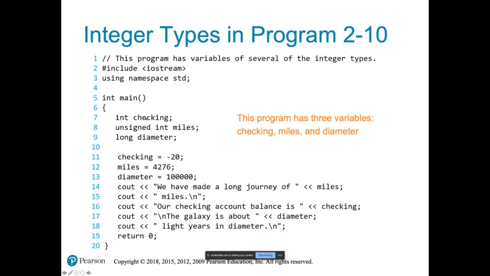Here's an example right here. They're defining the variables right here, and then they're initializing them right here. You can do this all on the same line. You can put int checking equals -20 right here. That's no problem. All they're doing right now is defining the variables, then initializing the values, and then using those displays.